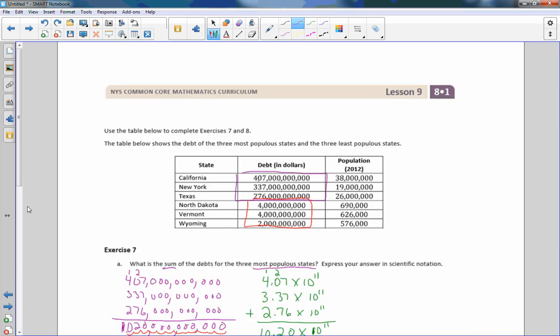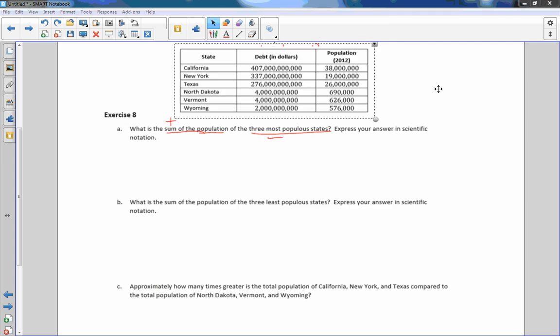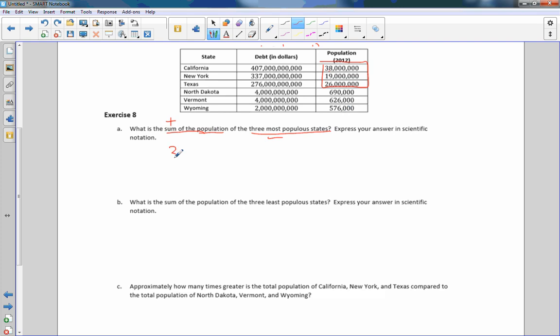So I'm going to go back to my table here, and I'm going to bring this table over so I don't have to keep switching pages. Okay, that's better. Now the data I'm using is on the same page I'm working, so I don't have to keep going back and forth. So it says, what is the sum of the population of the 3 most populous states? Most populous states, sum of the population would be over here. Make it scientific notation, so we have 1, 2, 3, 4, 5, 6, 7 to get the decimal between the 3 and the 8. So it's going to be 3.8 times 10 to the 7th.